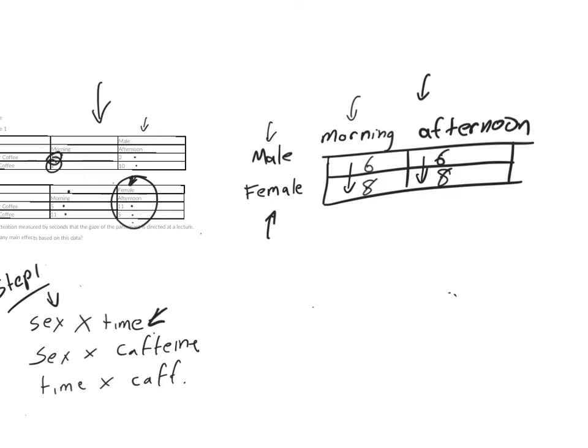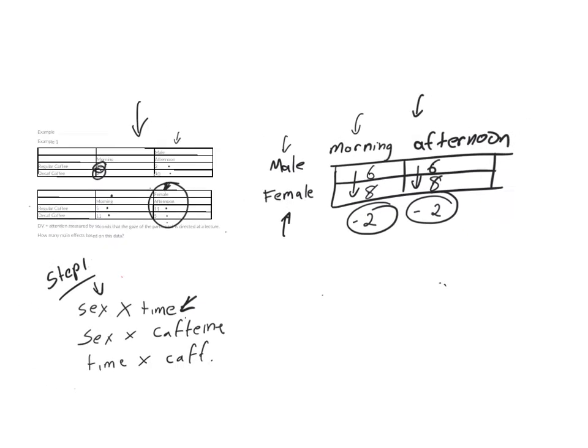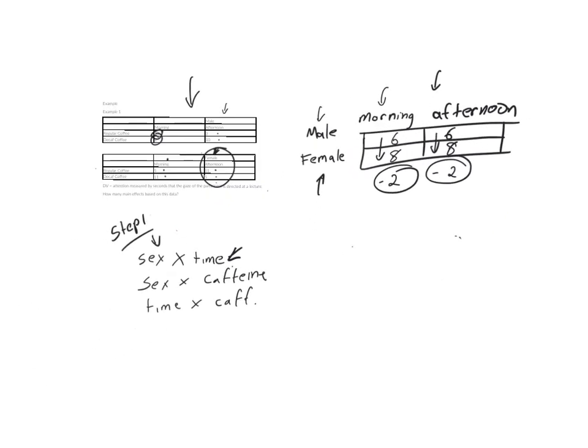So 6 minus 8, negative 2. 6 minus 8, negative 2. Same number. So there is no two-way interaction between sex and time. So I'll just put an X there to remind me. Okay, next one.